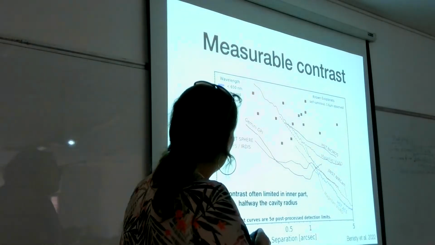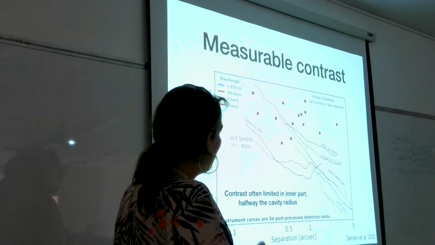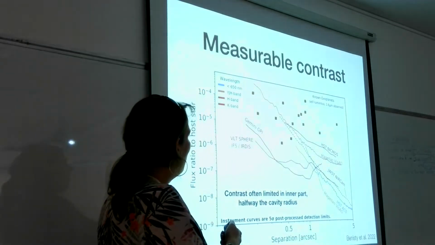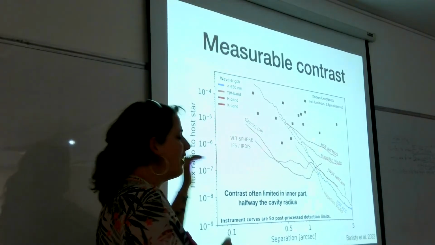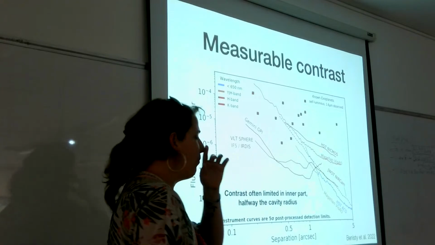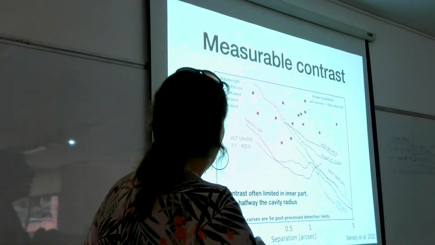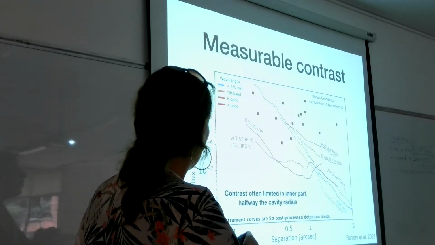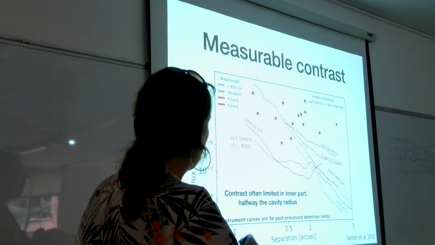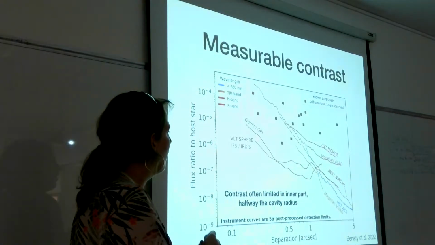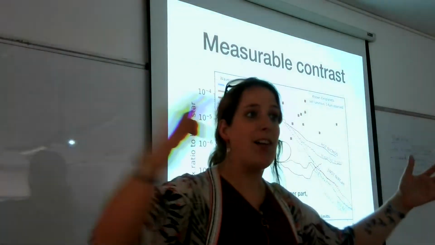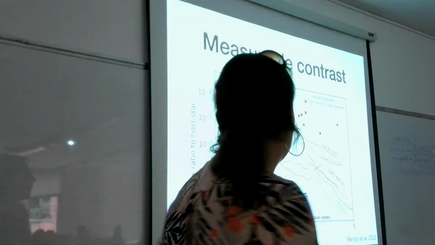The Gemini GPI and the VLT SPHERE, at least VLT SPHERE is the instrument that was used to detect the protoplanet PDS 70b. So they can detect a contrast of about 10 to the minus 5, 10 to the minus 6 at 0.2 arcsecond separation. If you go further out, your contrast becomes better, obviously, because you have less issues with the star itself.